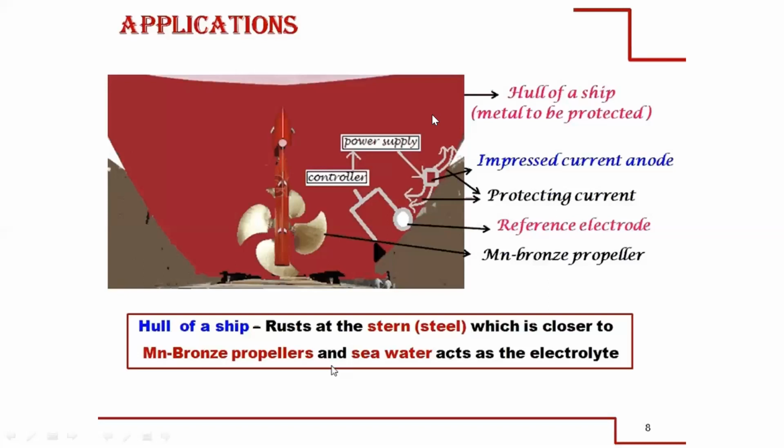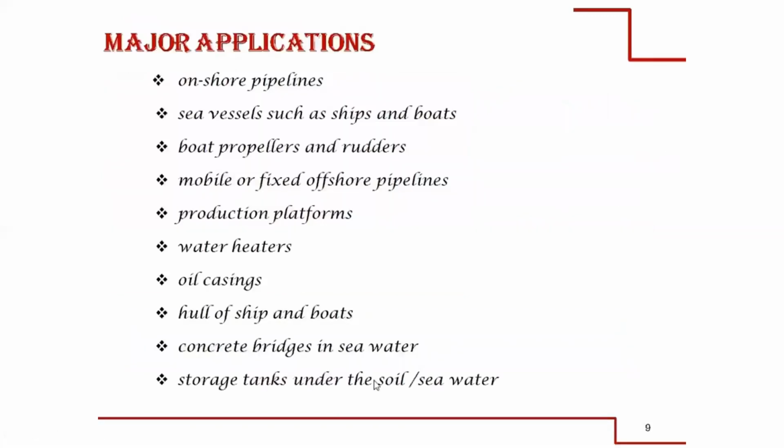You can see this mechanism is completely different from the sacrificial anodic method, because here we are measuring the corrosion current and it is completely automatic, fully automatic. We are not monitoring anything. So we'll see the examples or the major applications of this impressed current method.